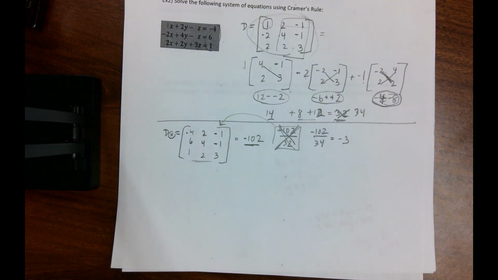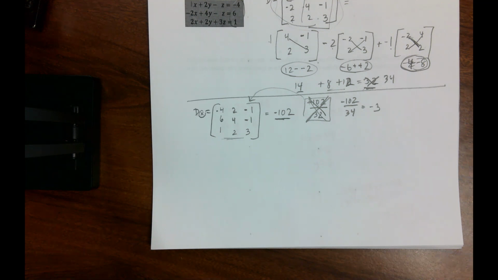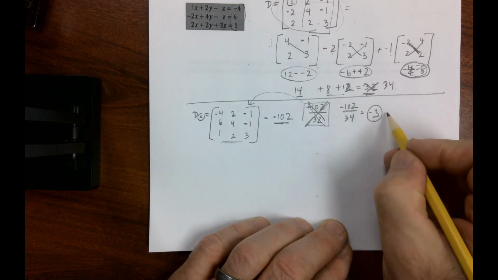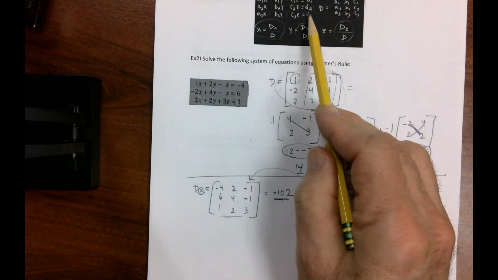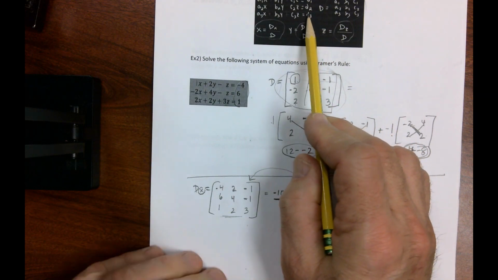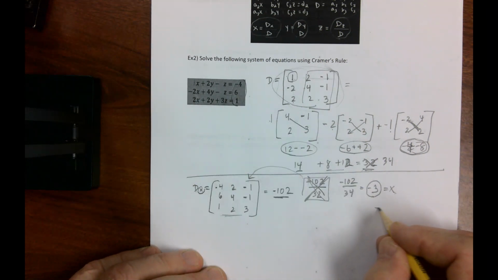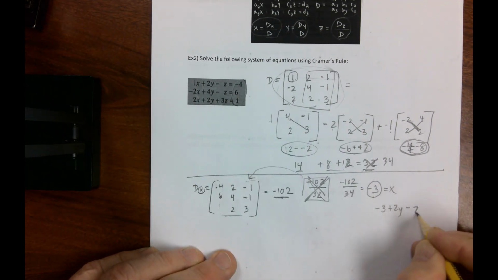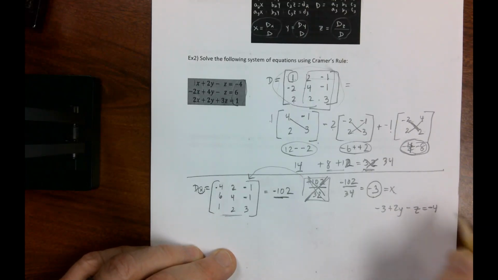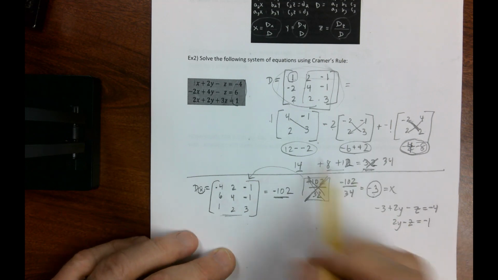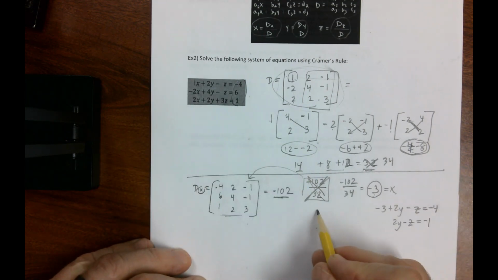Okay, now, with a class of 27 to 30 little mathematicians, different students are going to do different things from this point on. Student number 1 might look at this and say, hey, I know X, I don't need Cramer's rule anymore. And they're right, because if I put X in here and I put X in here, I would get negative 3 plus 2y minus z equals negative 4. And if I added 3 to both sides, I'd get this. And then put negative 3 here.